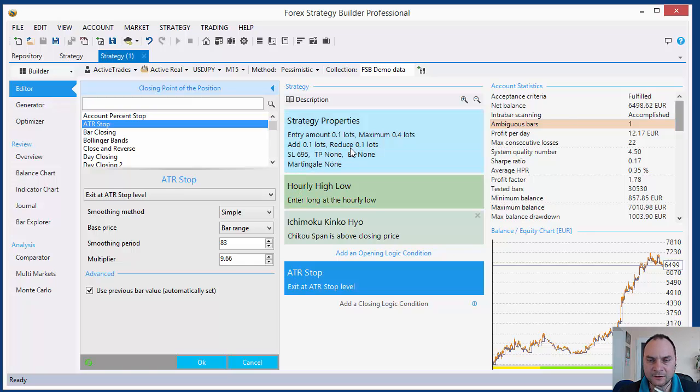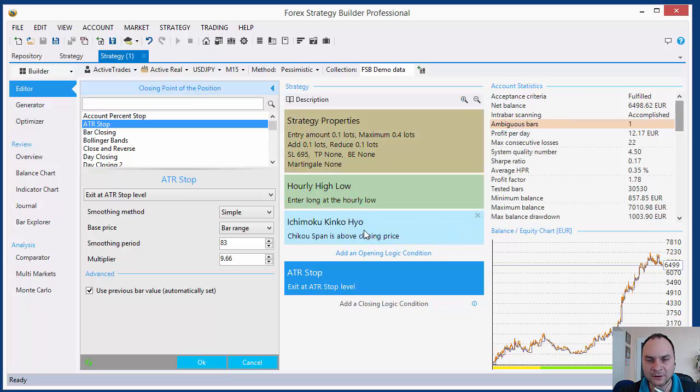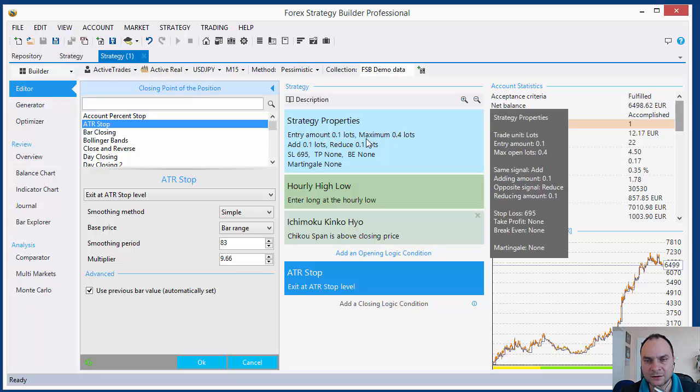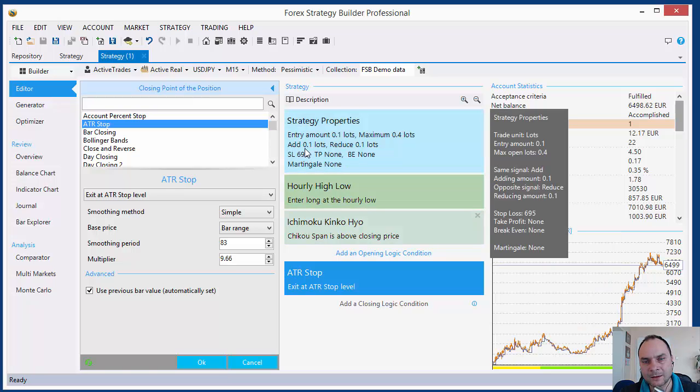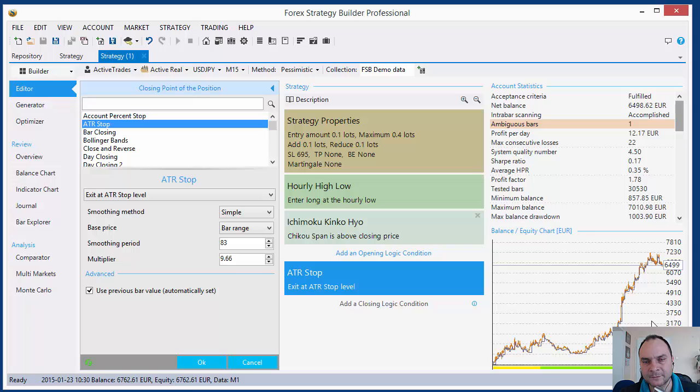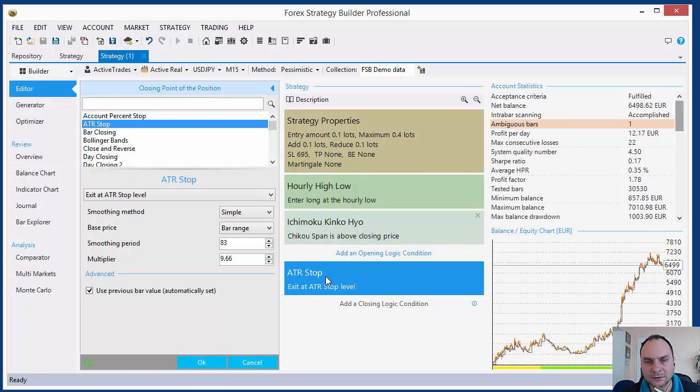I see we have a reducing. That means when we have an opposite signal, the strategy opens a position, and if there is a same direction signal, this is a signal where the entry conditions are satisfied in the same direction, the strategy adds lots to that position, 0.1 lot. But when we have a reverse signal, the strategy reduces. Actually, it looks good.